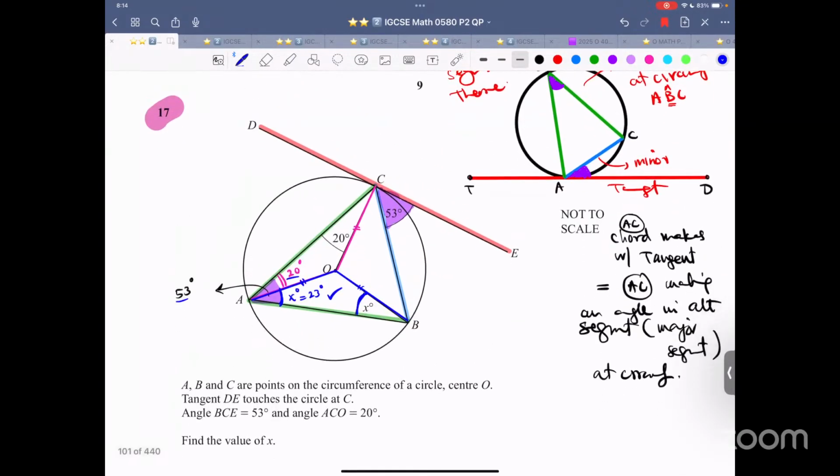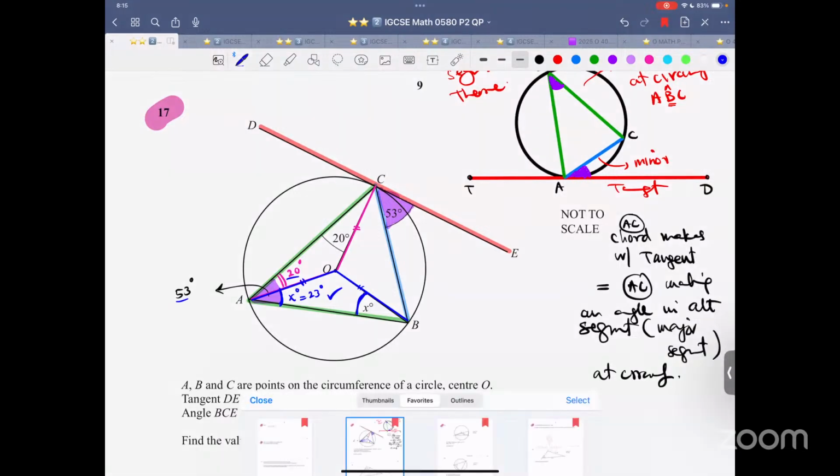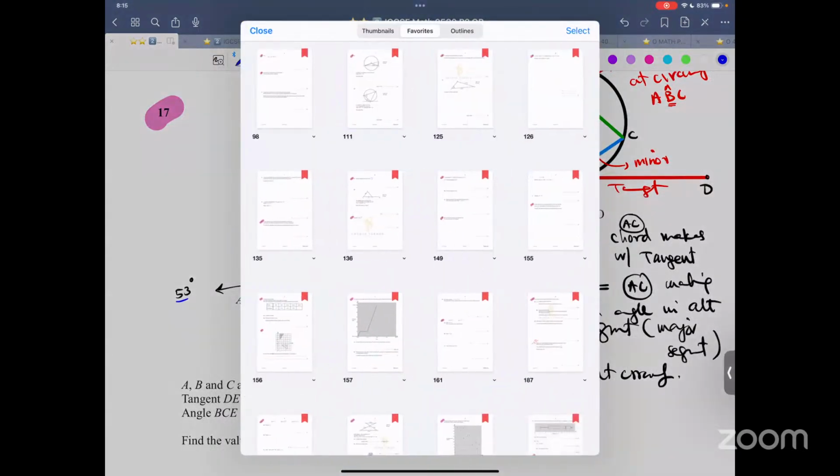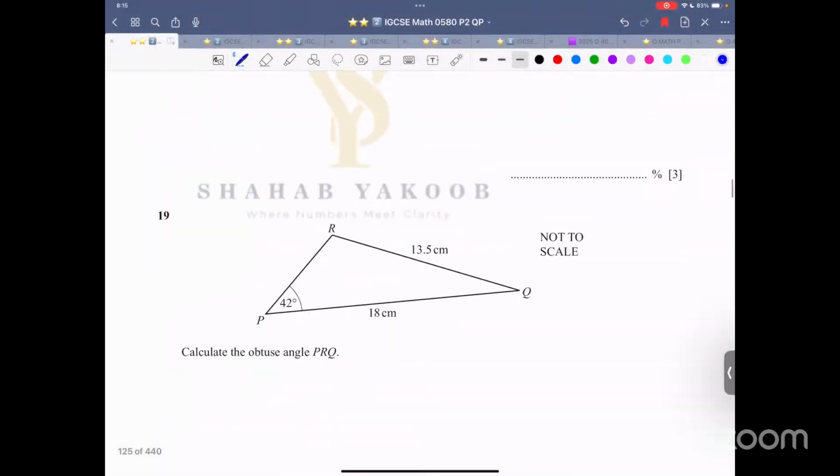So I hope this is all clear. Let's move on. What is this question about?